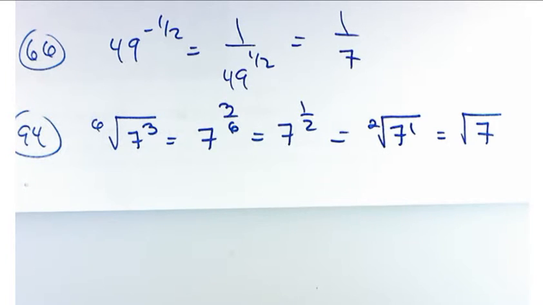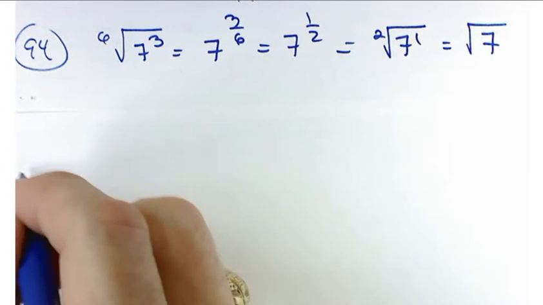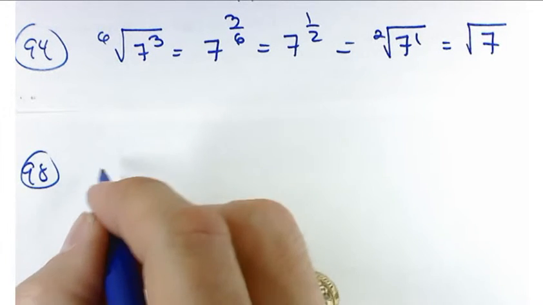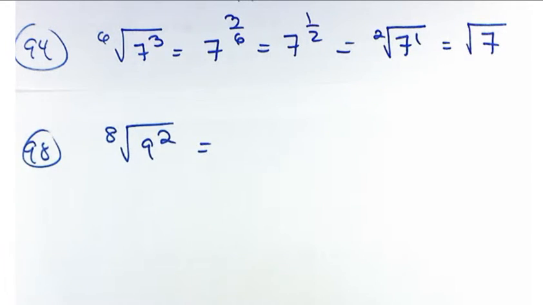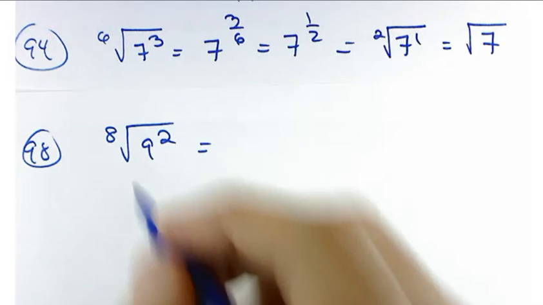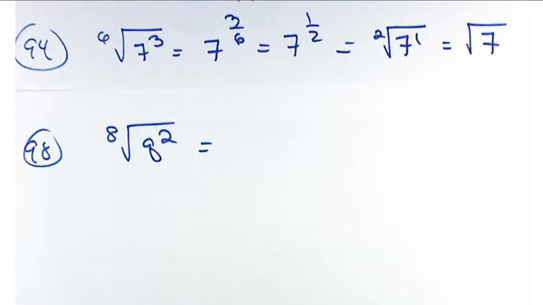Why don't you try problem number 98? I'm going to write that down for us. It's the 8th root of 9 squared. Q? Oh, it's a Q? Better yet. Good, because I was looking at that going, you know what? If that's a 9, that's going to be a bigger mess. That's a Q. Thank you. Q squared. Boy, that solves a lot of problems for me. Thank you.